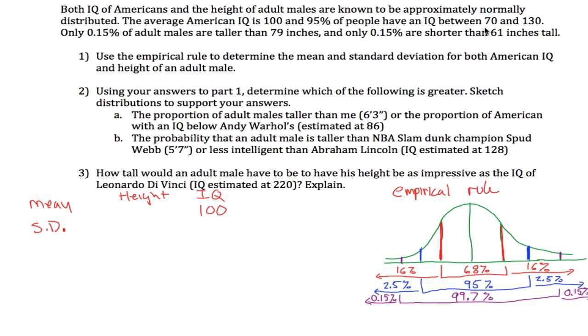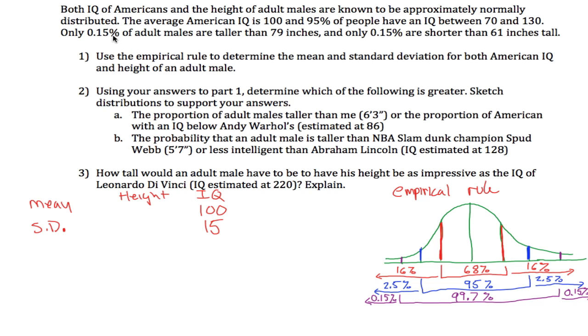95% of the people have an IQ between 70 and 130. So by the empirical rule, we know 95% is within 2 standard deviations of the mean. And so from 100 to, say, 130 is 2 standard deviations. So if 30 is 2 standard deviations, then 15 is 1 standard deviation. And we can figure out the same stuff for height.